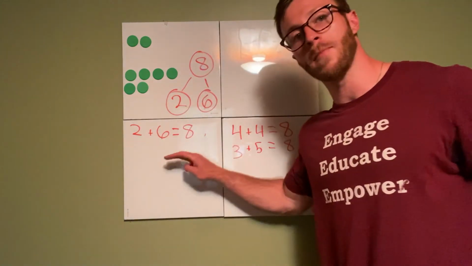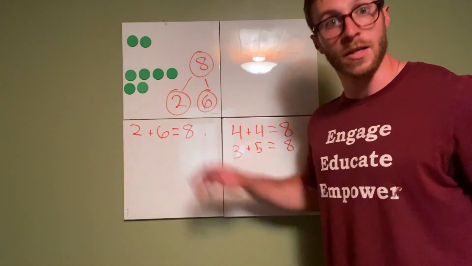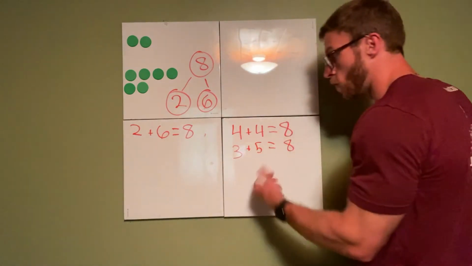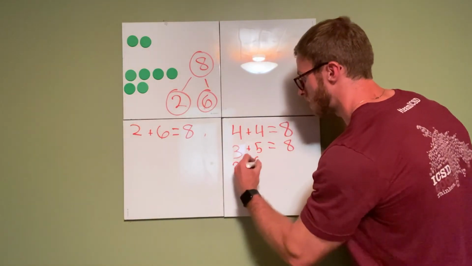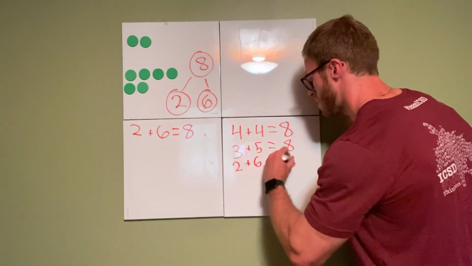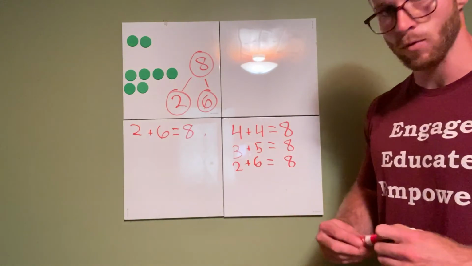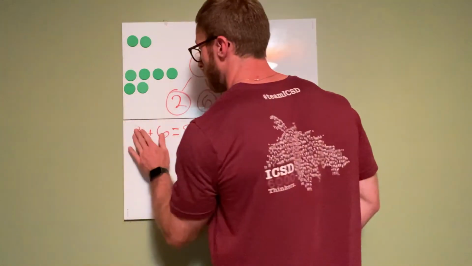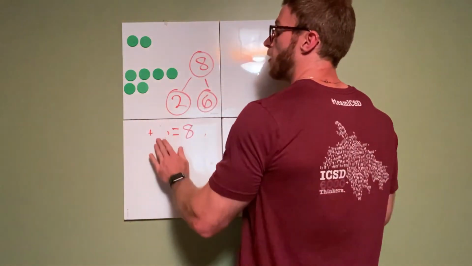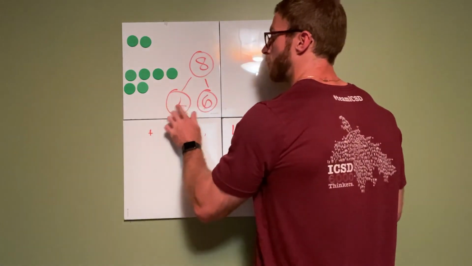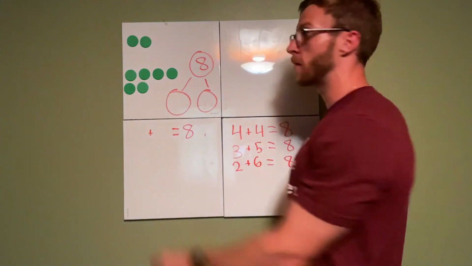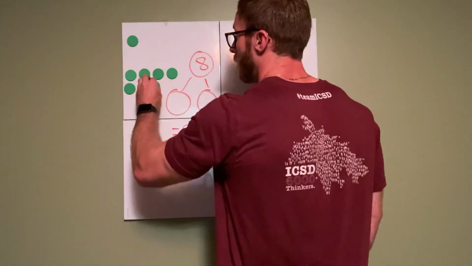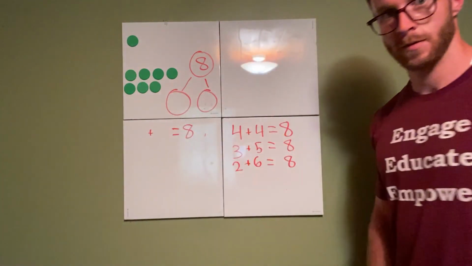There's another number sentence that you just came up with that equals 8. Good job. Let's move it on over here. 2 plus 6 equals 8. All right, we're moving pretty well. Let's find another number sentence that equals 8. And to do so, I'm going to take one more from the top and move it down here.